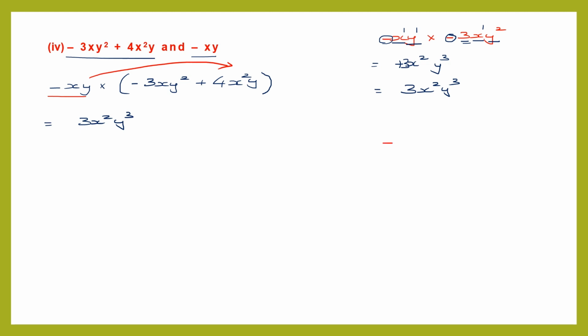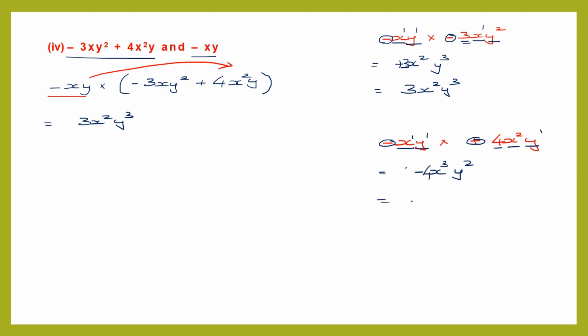So that is minus xy into plus 4x square y. So again here the signs first, minus into plus is minus. Then we have 1x here and 2x there. So that will be x to the power of 3, 1 plus 2. Then we have 1y here and one more y here. So that will be y to the power of 2 and we have the number 4 which we write in the beginning.